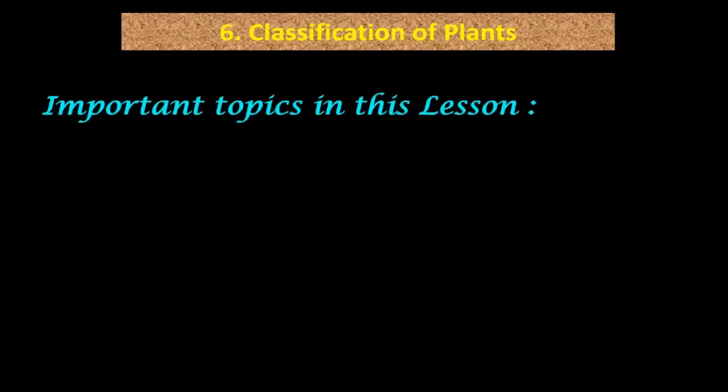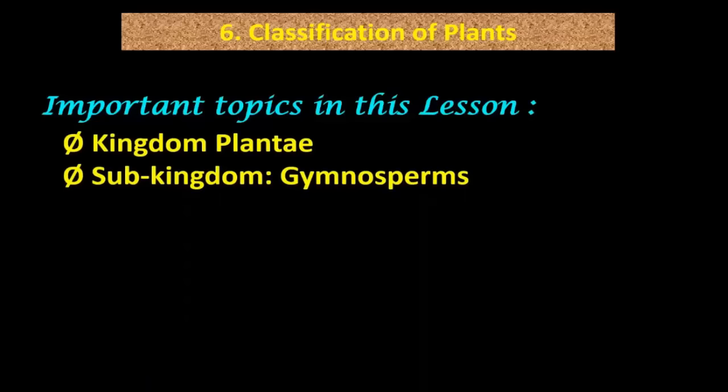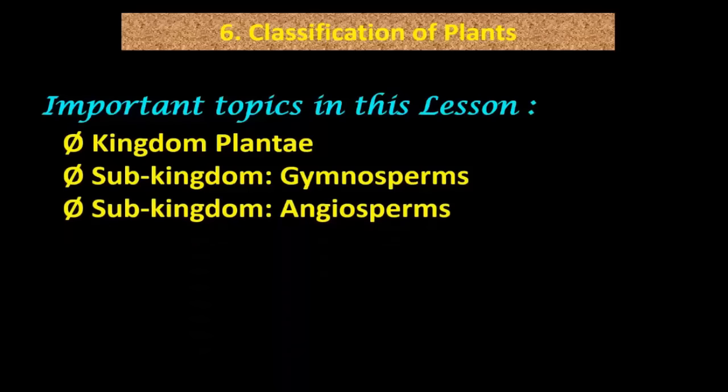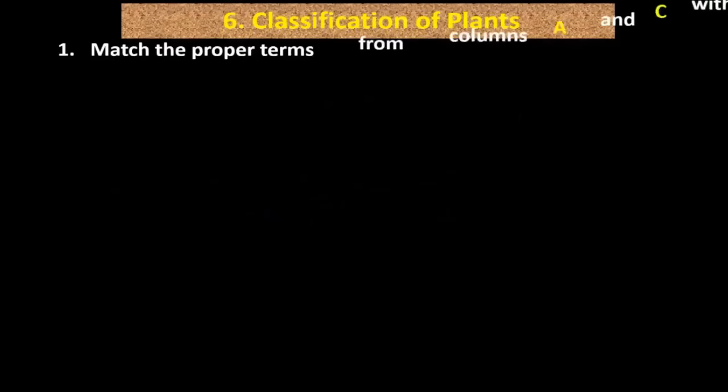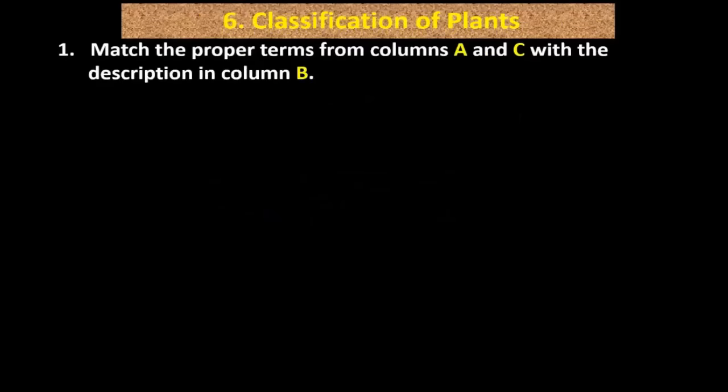Lesson number 6, Classification of plants. Important topics in this lesson: Kingdom Plant A. Subkingdom, Gymnosperms. Subkingdom, Angiosperms. Dear friends, now question number 1. Match the proper terms from columns A and C with the description in column B.